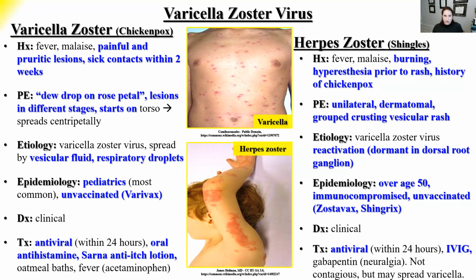This is a clinical diagnosis based on the pattern of that rash. We treat this with an antiviral within 24 hours, and that is very important on this one. IVIG is immunoglobulins that can be given to decrease the severity of this. Gabapentin is a medication that can reduce some of those hyperesthesia nerve pain type of symptoms. This one is not contagious, so you can't get shingles from somebody with shingles, but you can get chickenpox from somebody with shingles. So that's an important point there.